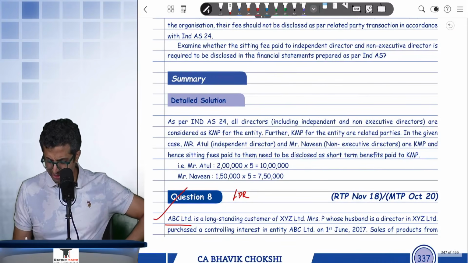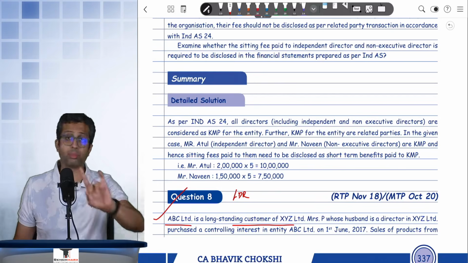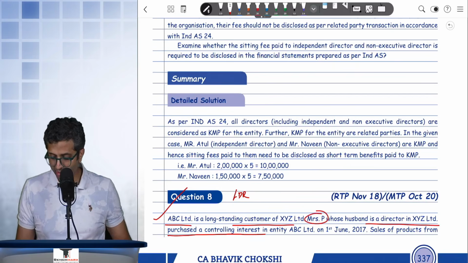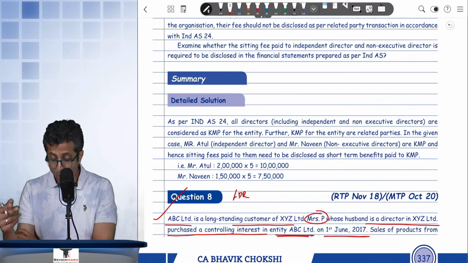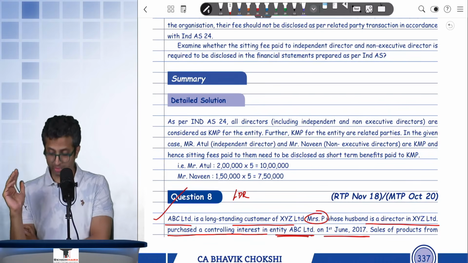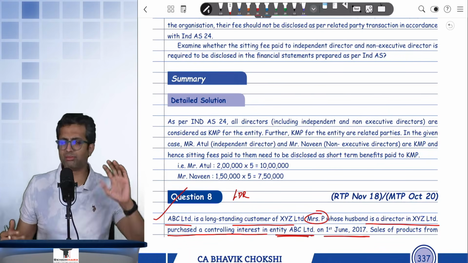Now ABC is a long-standing customer of XYZ. Now, merely because it's a customer, is there a related party? No. Now, Mrs. B, whose husband is a director in XYZ, purchased a controlling interest in entity ABC from 1st of June 17. Now, there's a Mrs. P, whose husband is a director in XYZ. So, let's say we name him Mr. P. Now, Mr. P is a director in XYZ. So, will Mr. P be a related party?